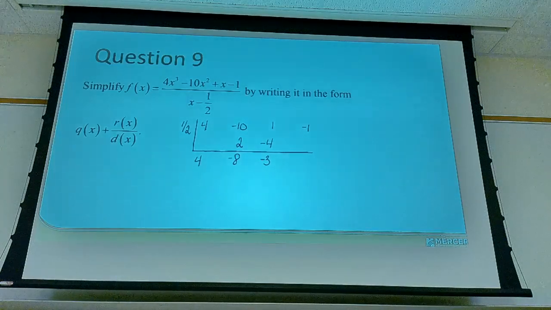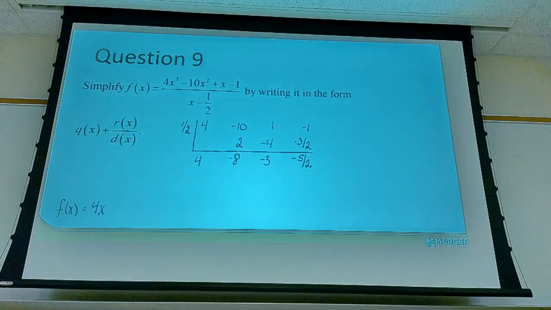Oh, -3 over 2. -3/2 or -1.5, but keep it in proper form. Add -1, -5 over 2. Degree of the quotient is what? 2.